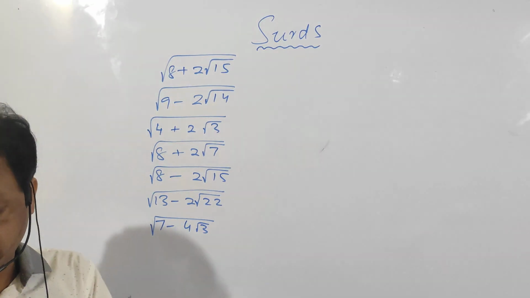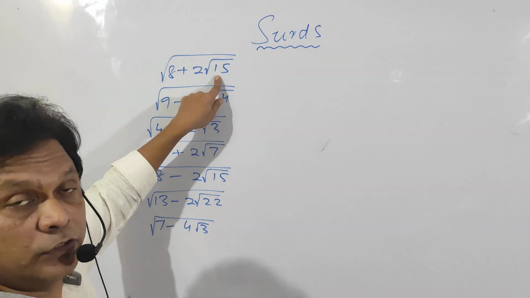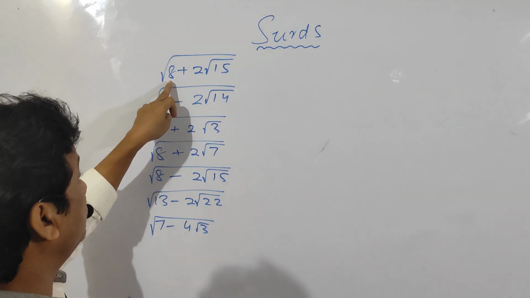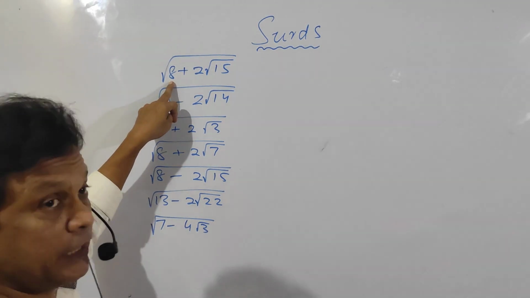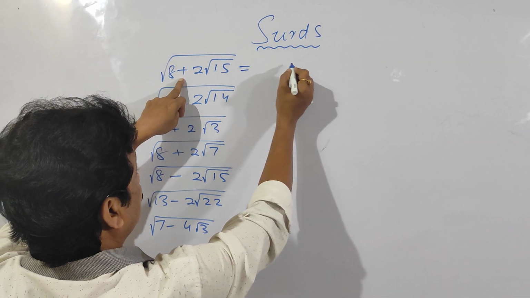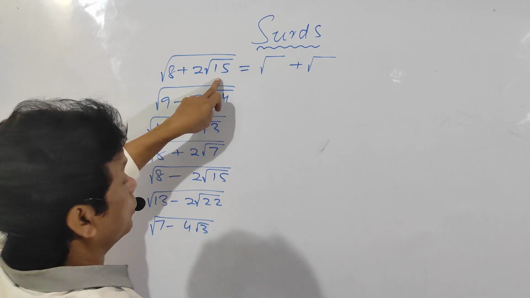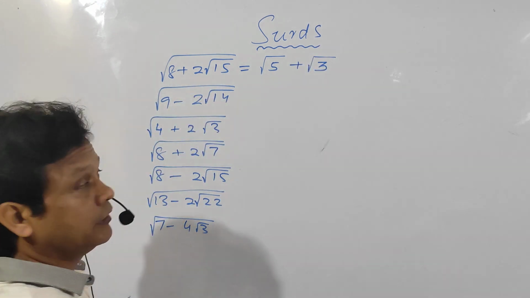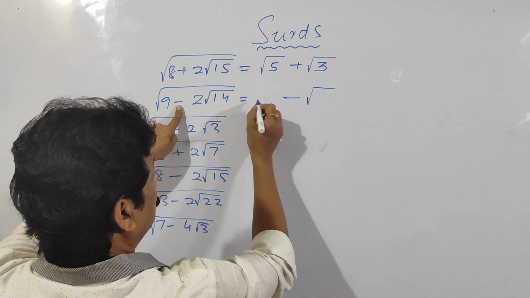Okay, now let us see. Now you should split 15 into two parts so that the sum of the two numbers will be equal to 8. So 5 and 3, because 5 threes are 15 and 5 plus 3 is equal to 8. And here a plus sign is there. So plus, like the square roots, and I have told you 5 and 3. So this is 5, this is 3. Clear? And if this is minus, put a minus sign here.